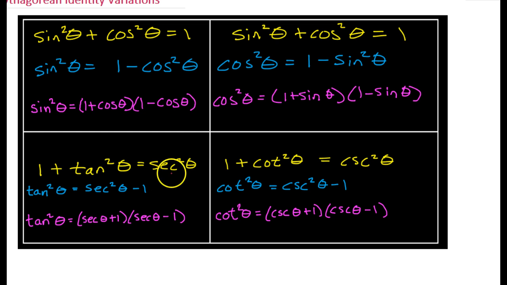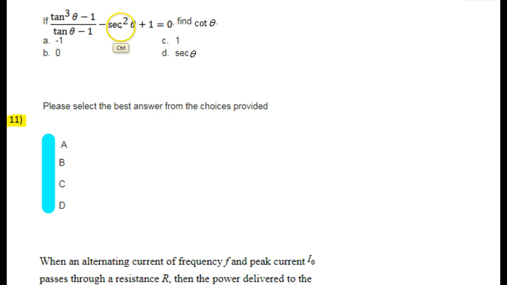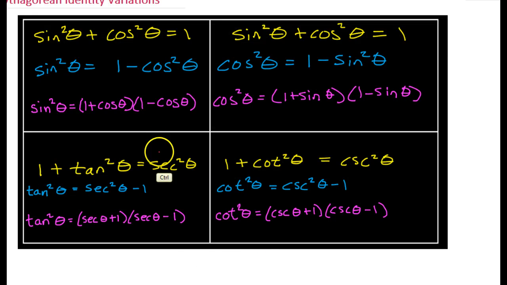So look at this one right here. 1 plus tangent squared theta equals secant squared theta. We're going to wind up using that one in this problem, I can tell, because I see secant squared right there. So, in fact, when I see tangent and secant all over the place, that draws my attention to this box right here, and I start doing stuff.